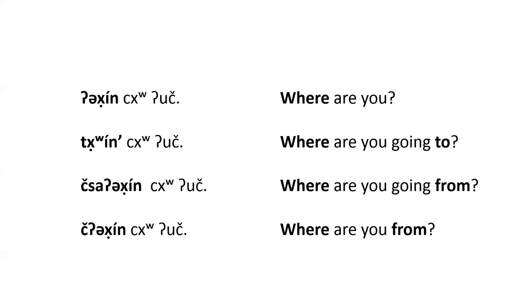To ask where someone is going or to ask where someone or something is coming or going from, you would use the cha achein. This word comes from a combination of the prefix cha, go from, and achein, where. To ask about the origin of someone or something, where someone or something is from, you use ch achein, which would be our fourth sentence in our model.